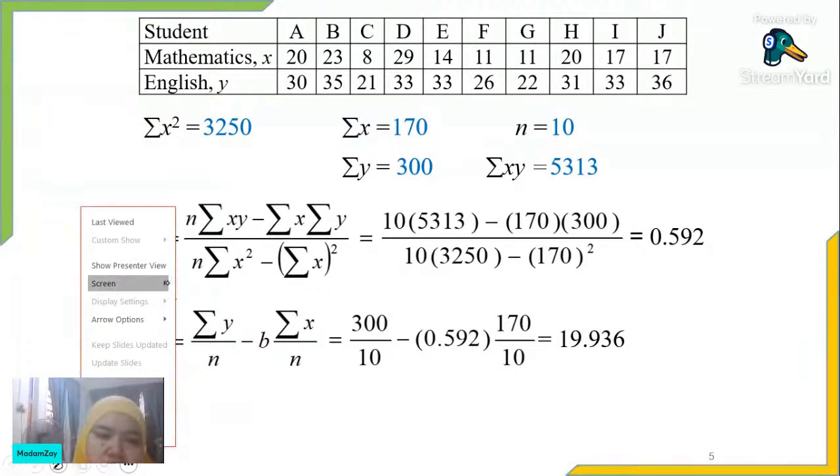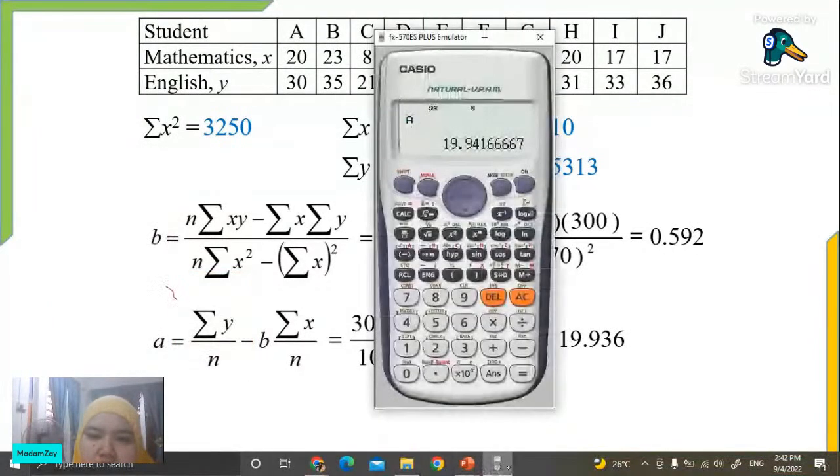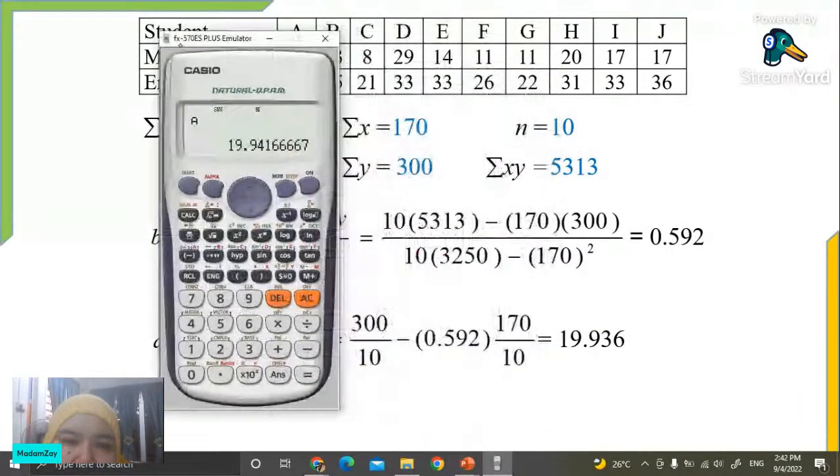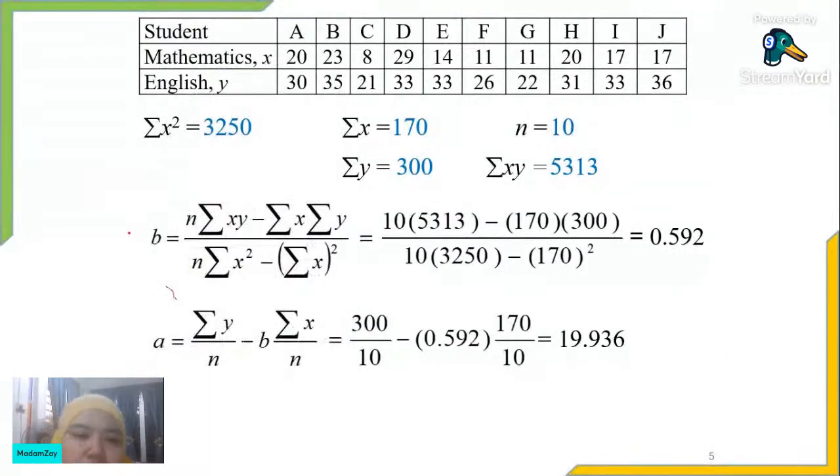You screen show those first one. 19.9. Oh, difference. Okay, so it will be different. So now what we need to do is, why is it different? What do you say about this? Because in the calculator, they will use the exact value for B, but for us, we use the round off value of B. So we can check for B, but we cannot check for A. Okay, so just check for B only.